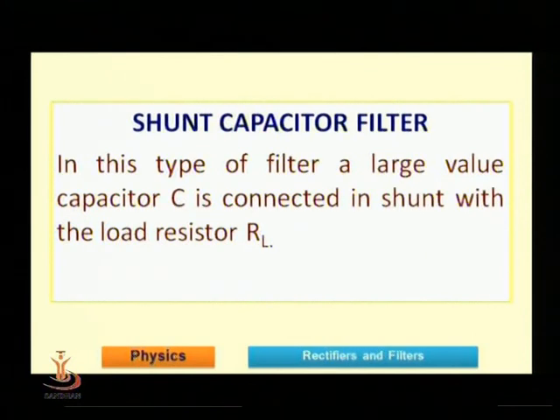Now let's look at the capacitor. A capacitor again has a certain resistance, and the resistance of the capacitor again depends upon the frequency. The formula for the capacitive reactance is XC equal to 1 upon 2 pi FC.